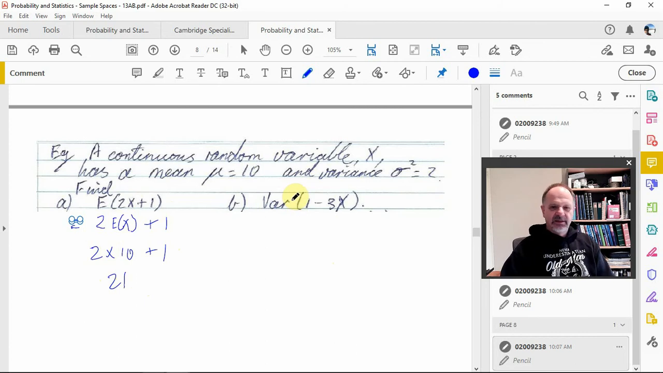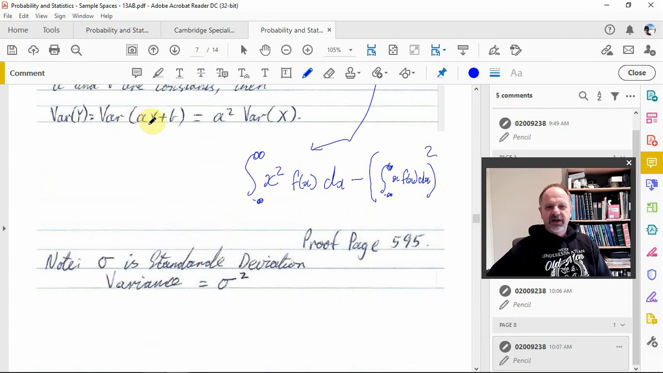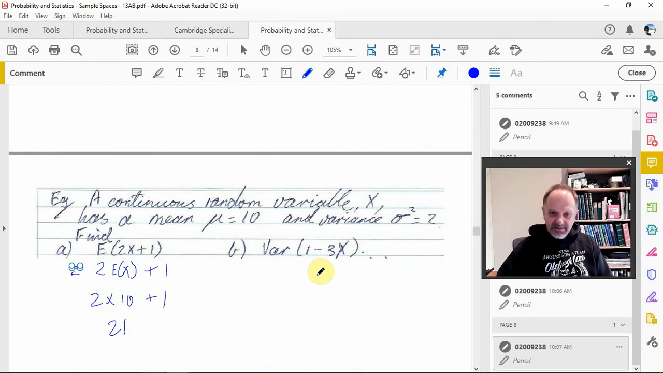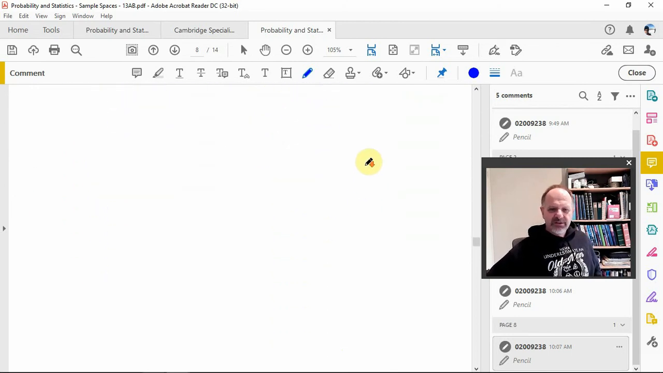And the variance, so that's the one up here. There it is. The variance of ax plus b is a squared times the variance of x. And so the a is the number in front of the x, and that's negative 3. So then it's negative 3 squared times the variance of x. So that's 9 times 2, which is 18. All right. So that's a couple of quick examples of those.